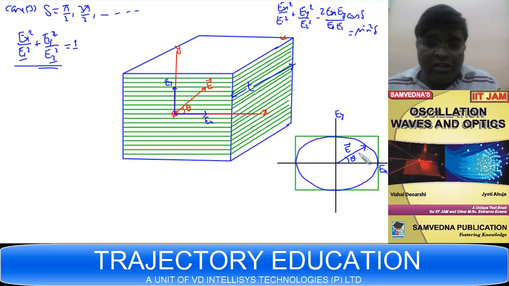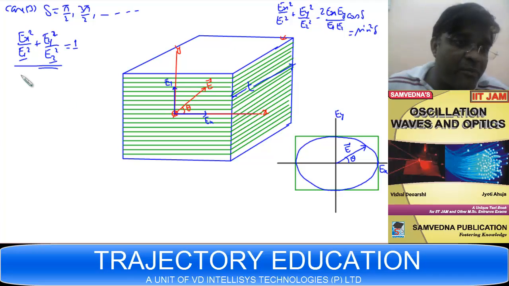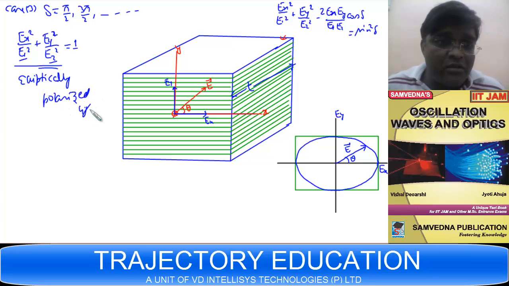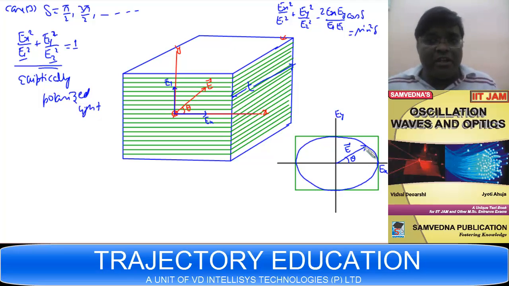So the field vectors are not moving in one direction. All the rays will have their field vector in one direction, but that direction won't remain constant. As the wave propagates, the direction of the field vector will keep on varying such that the tip of the field vector is moving on the ellipse. That's called elliptically polarized light, right? So this is elliptically polarized light.